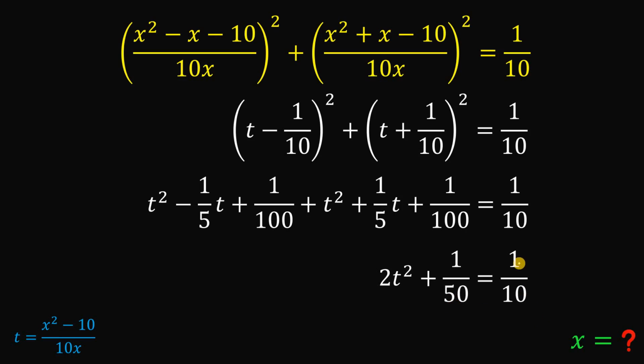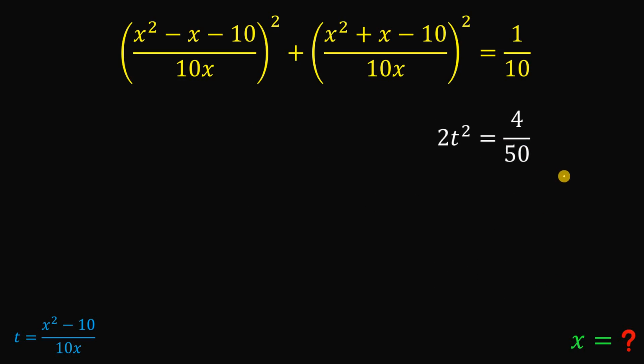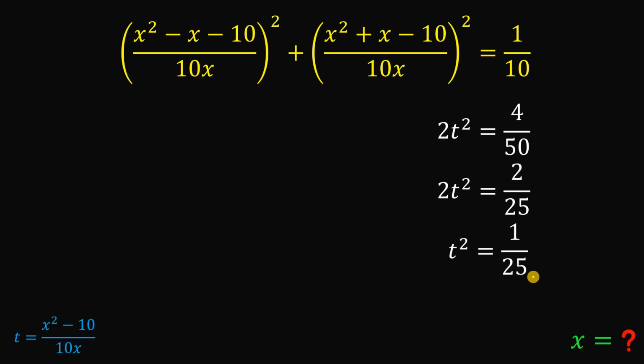Now, let's combine these two fractions. So 1 over 10 is the same thing as 5 over 50. Now, subtract 1 over 50 on both sides. So the right-hand side is just 4 over 50. Now, let's focus on this result. Next, what we're going to do is simplify 4 over 50. So this is just 2 over 25. Now, divide both sides by 2. We have t squared equals 1 over 25.